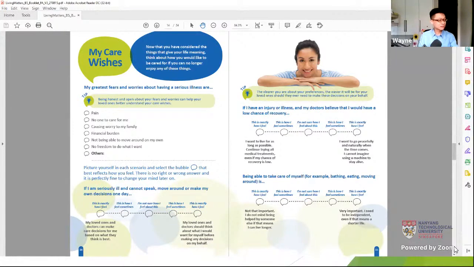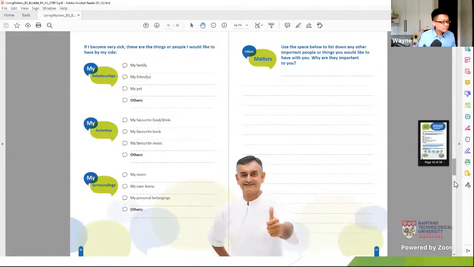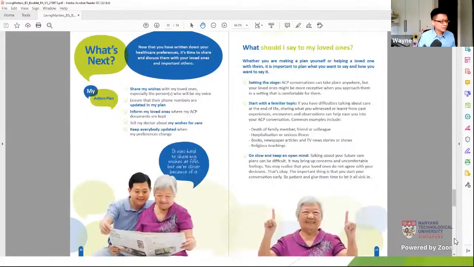That would be, I guess, if you talk about filial piety or respect for seniors or respect for life, in line with those values that some of us have. So, okay, so much for advance care planning.